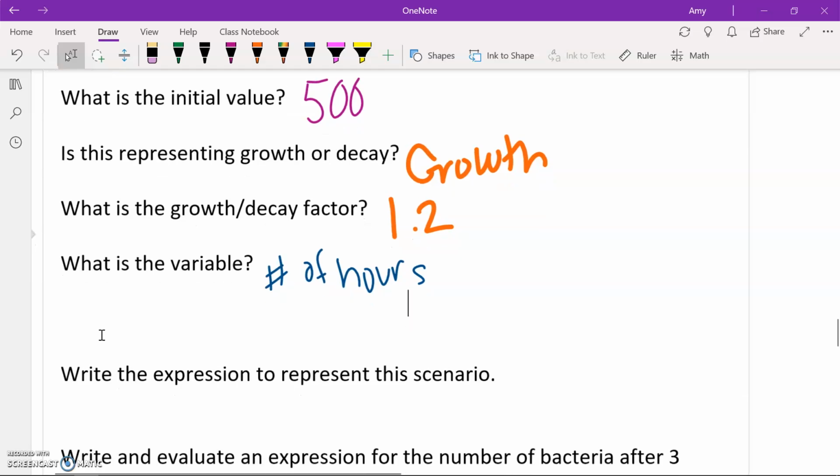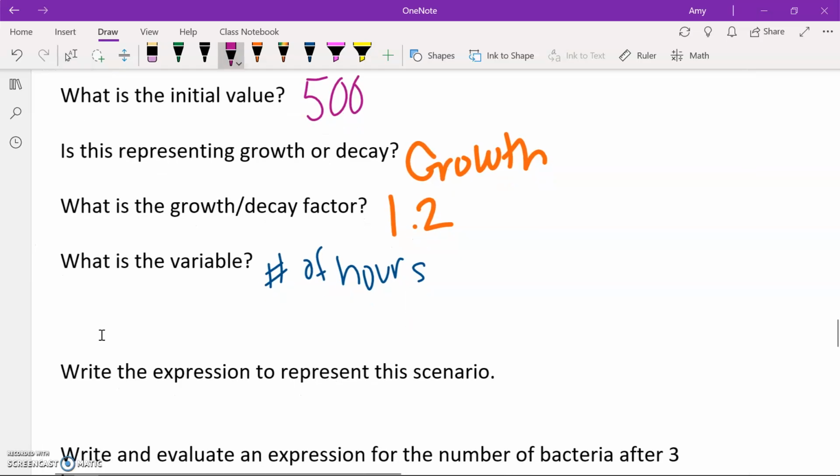So let's write an expression that shows our scenario. And we could say that H is the number of hours and B is the number of bacteria. You notice that I'm not using X and Y because I'm using letters that are relevant for the problem that we're solving. So they ask us to write an expression.